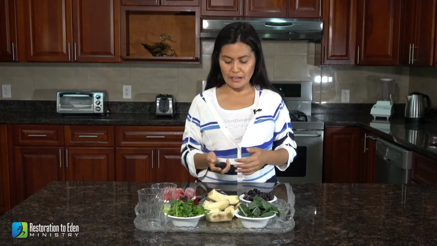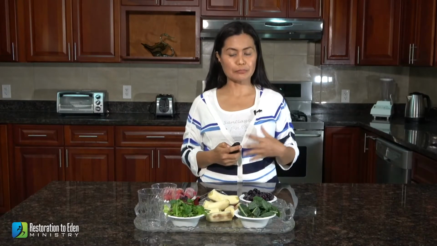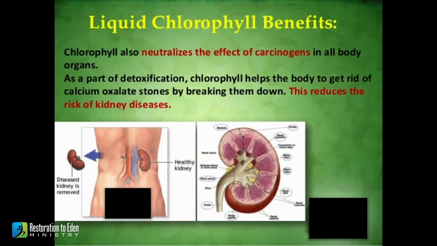No wonder we have a lot of cancer nowadays too, because even in our own personal observation of people's diet, we can see that they hardly consume greens. What else? It says chlorophyll also neutralizes the effect of carcinogens in all body organs. As a part of detoxification, chlorophyll helps the body to get rid of calcium oxalate stones by breaking them down. This reduces the risk of kidney diseases.